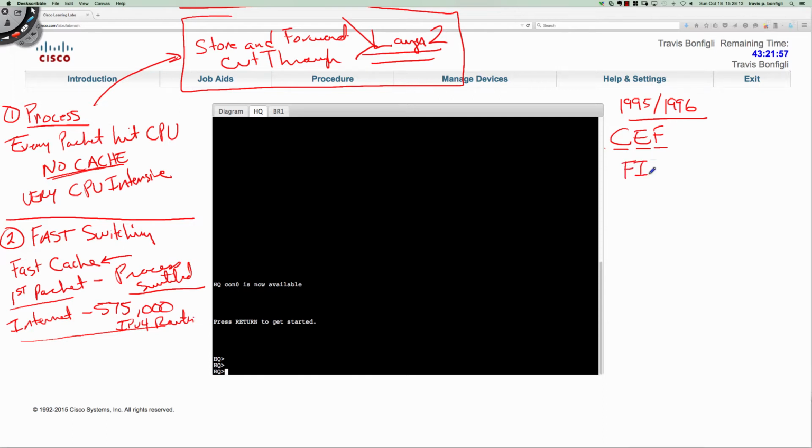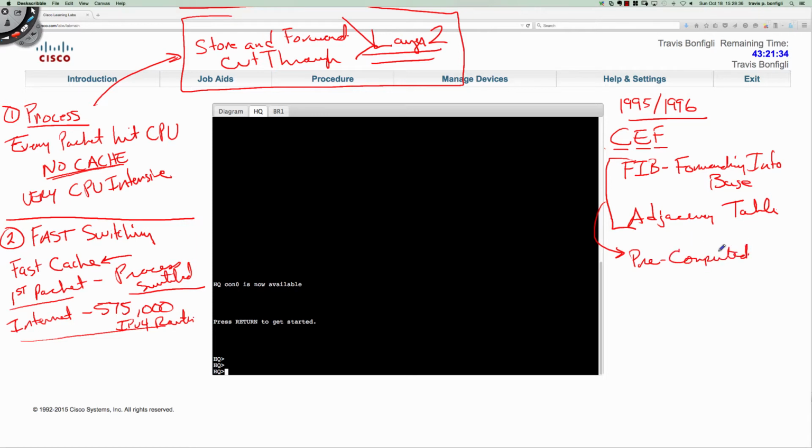You had the FIB, or the forwarding information base, and then you had the adjacency table. And both of these tables are pre-computed based off the information that exists in the routing table, right? And the adjacency table, they also refer to the ARP cache. So this was a major advantage of Cisco Express Forwarding over the legacy switching mechanisms of process switching and fast switching.